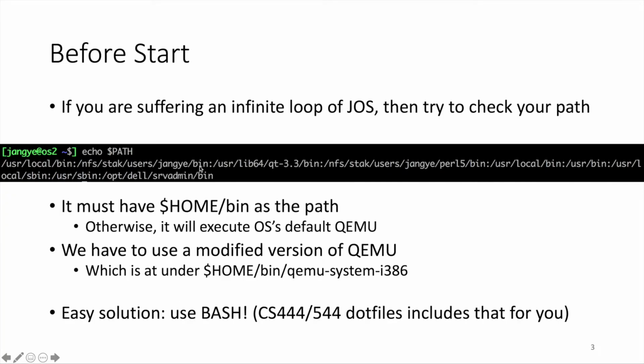If you are suffering a weird infinite loop of execution of your JOS, then please check if you are using the correct version of the QEMU. In this regard, if you are working on our OS2 server, then your path must include home/bin. If your path does not include that, then please add that, because we have our modified version of the QEMU at the home directory /bin/qemu-system-i386. One easy solution is you may use bash, because our .file script includes that for you, or you can do that by yourself. Or if you cannot resolve that problem, then please ping our TAs on Discord.